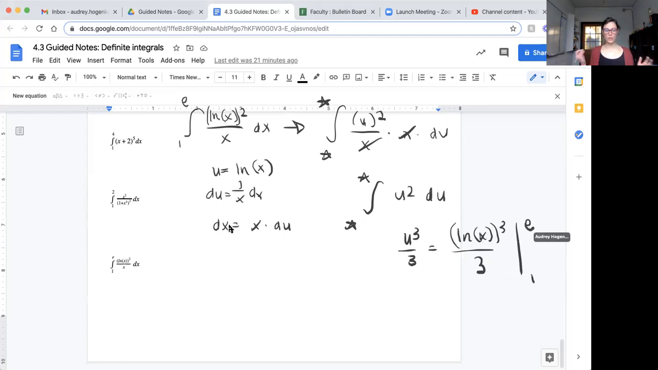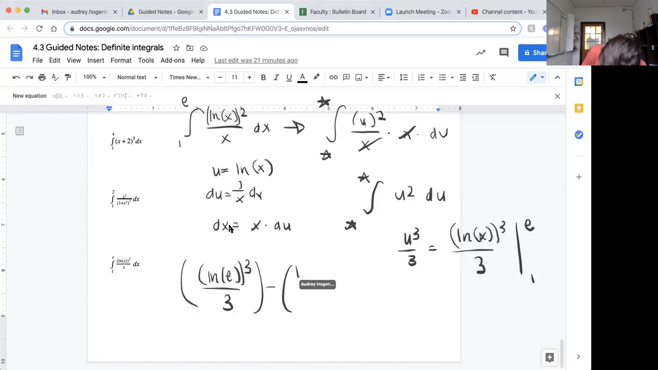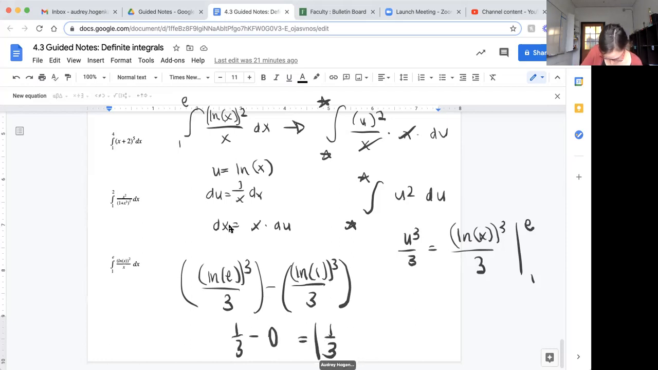And then I'm just going to plug that in. So I have ln of e cubed over 3 minus ln of 1 cubed over 3. The natural log of e is equal to 1, so this is going to be 1 cubed over 3, which is 1/3, minus ln of 1 is 0, so that's 0 over 3, which is 0. So I'm going to get 1/3 minus 0, which is just 1/3.